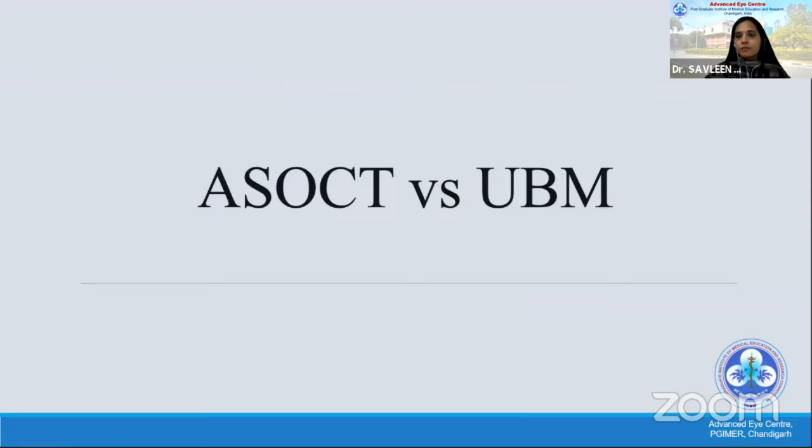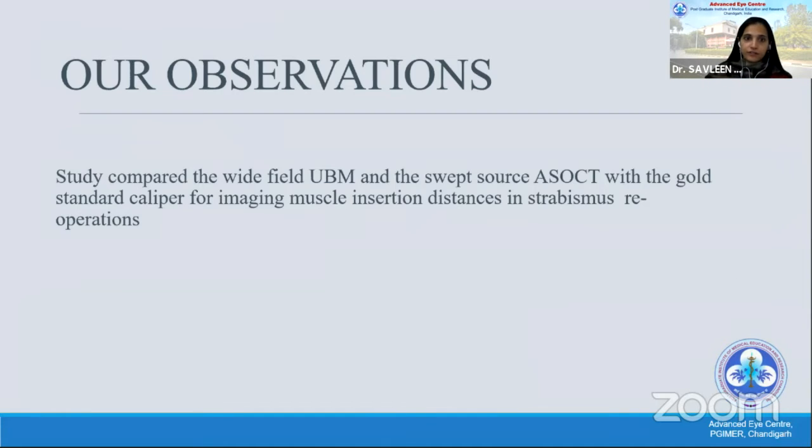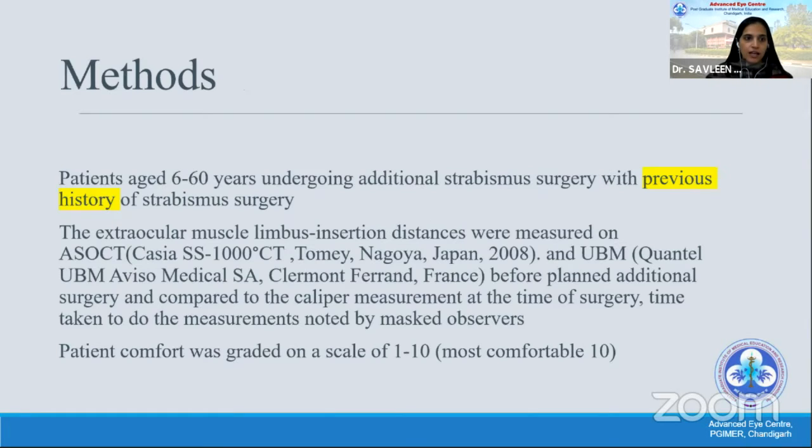Comparing ASOCT versus UBM, do I replace the UBM now? In our center, we did a study comparing the UBM and the ASOCT in resurgeries alone. Of course, in primary surgeries, you might not want to image. In this paper, which is under publication in JAPOS, we recruited patients aged 6 to 60 years who had a history of previous surgery, and we delineated the muscle insertion distances on the ASOCT as well as the UBM, and also compared them to the caliper measurement at the time of surgery.